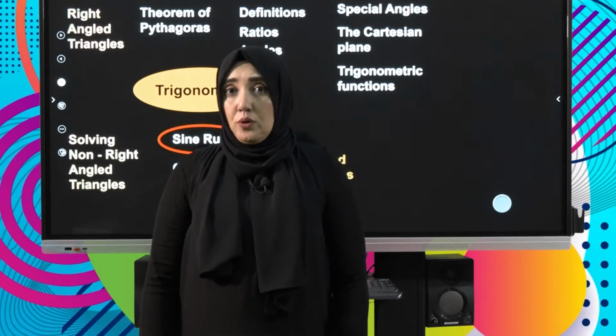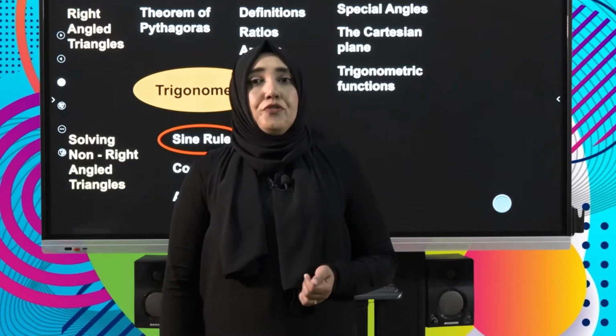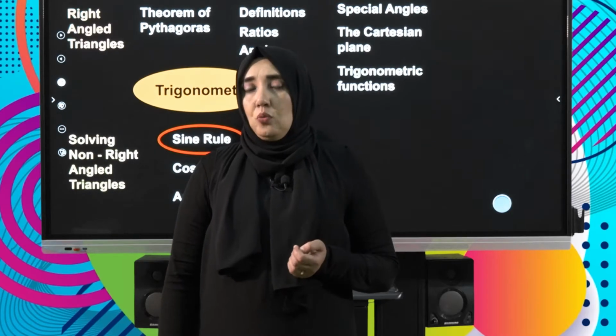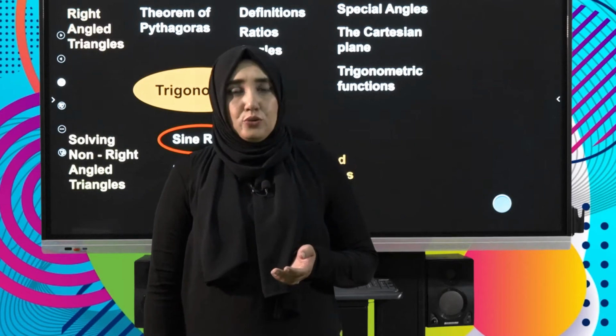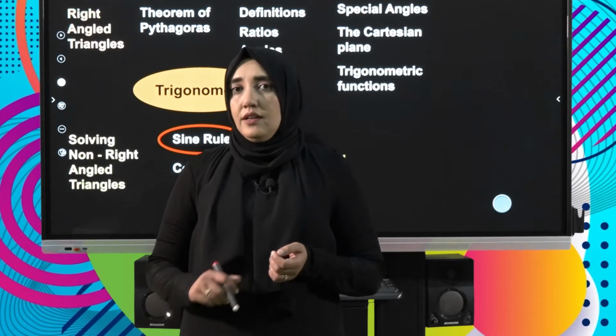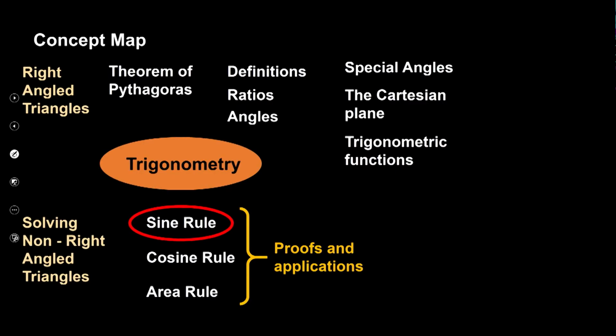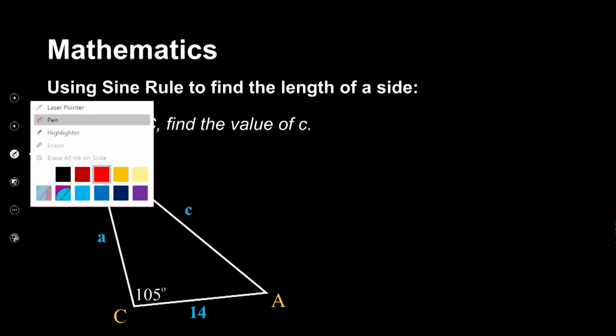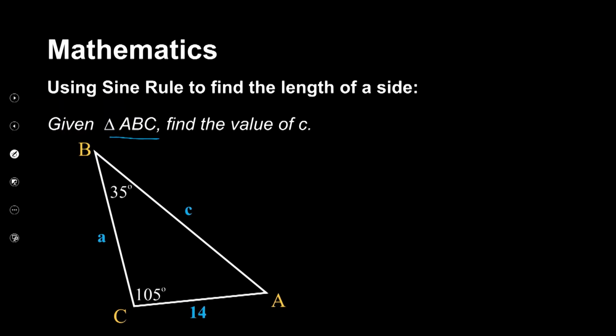Hi, welcome back. So before the break, we were talking about the sine rule. Now we're going to see how we can use the sine rule to find the length of a side in a triangle. Let's go to an example. Here we're given triangle ABC, and they've given us the question that says, find the value of C.